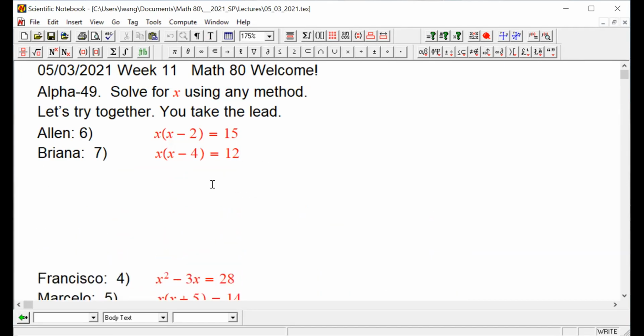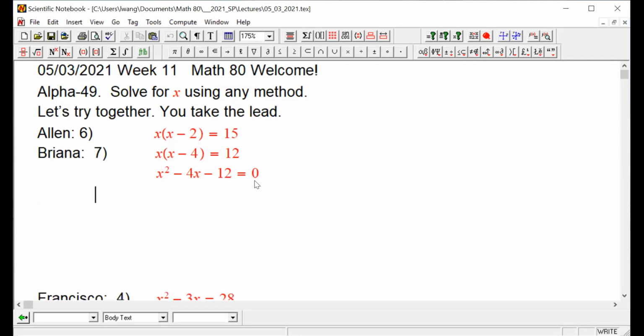Very good job, Brianna. I think you got it, you just didn't complete the work. Maybe you forgot to take a picture of it. So what you do is first you make it equal to 0: x squared minus 4x minus 12 equals 0. Factor. That's going to be x minus 6 times x plus 2 equals 0.